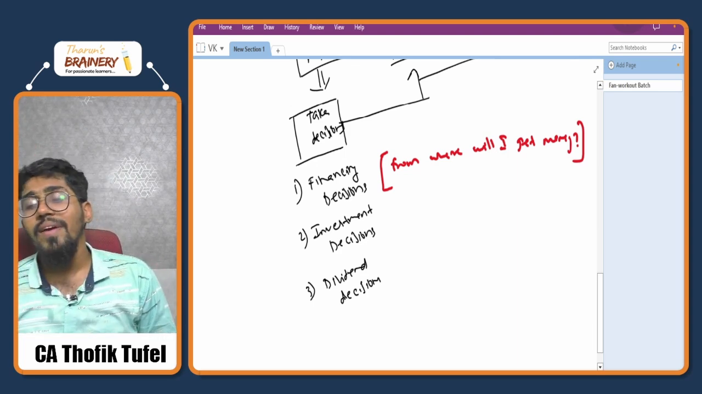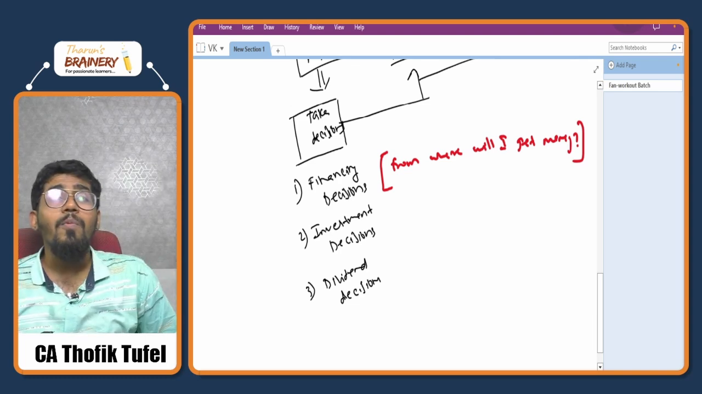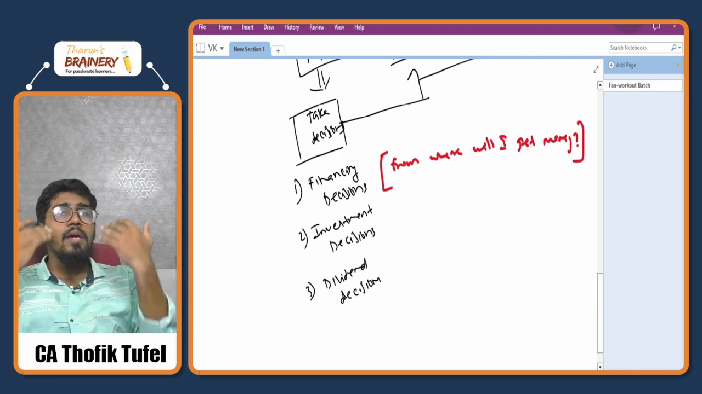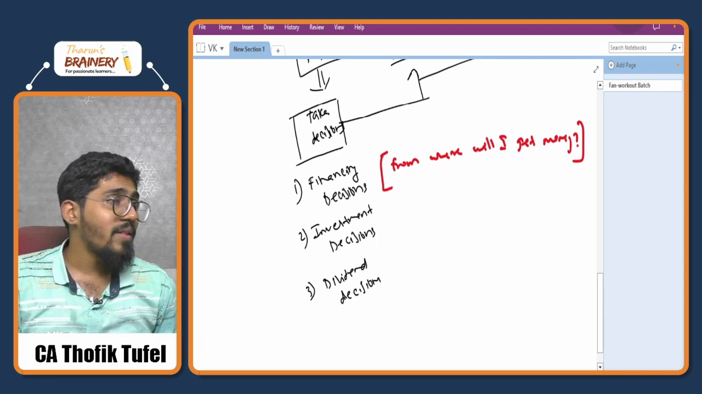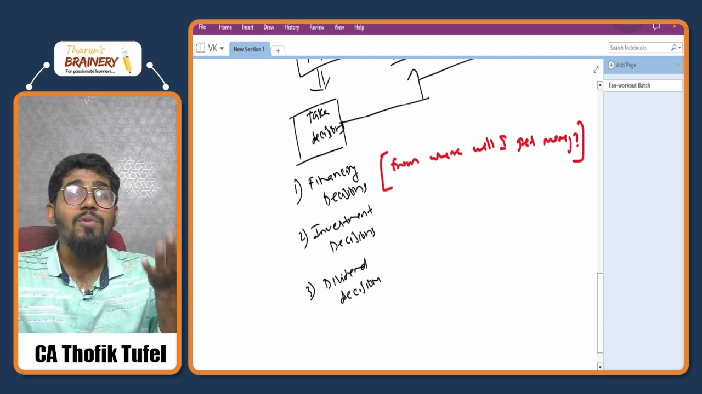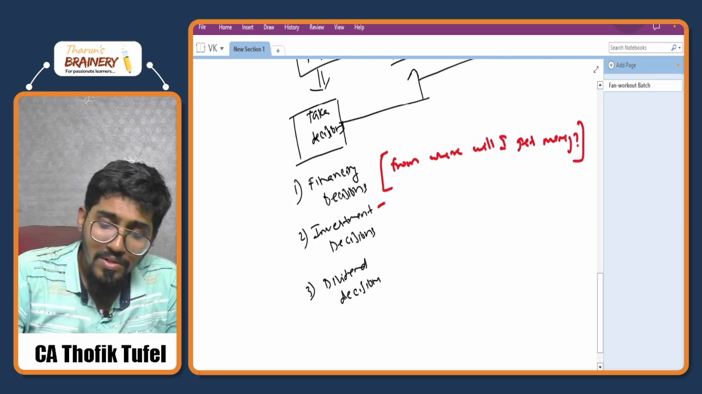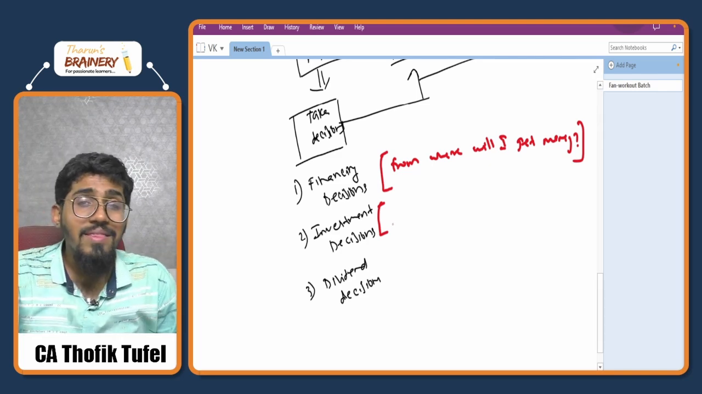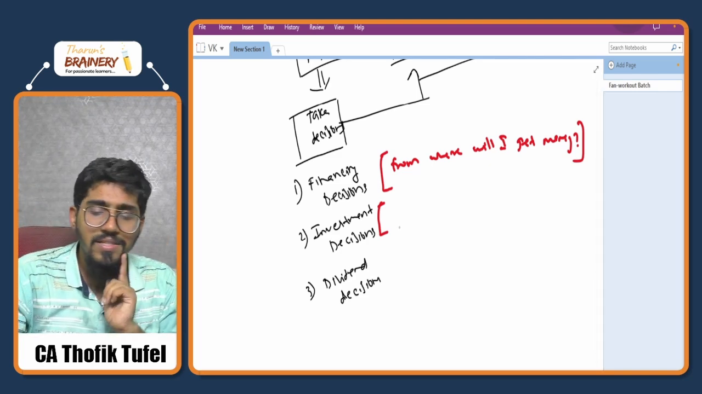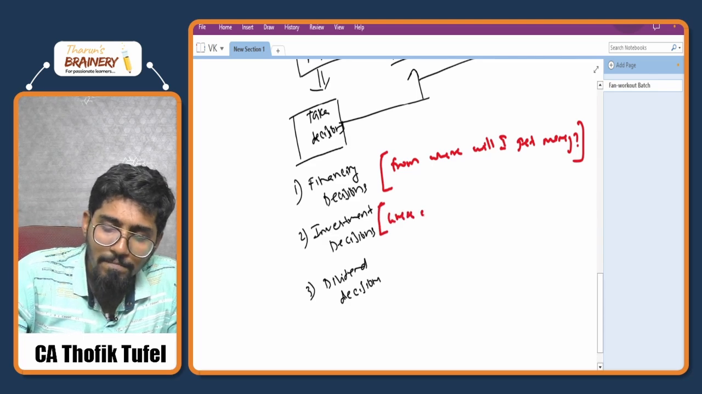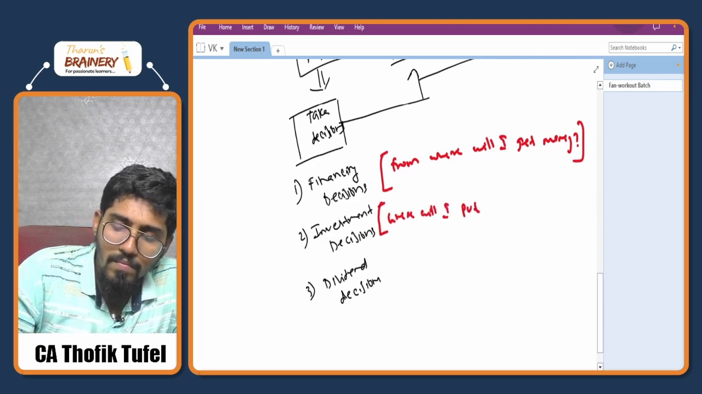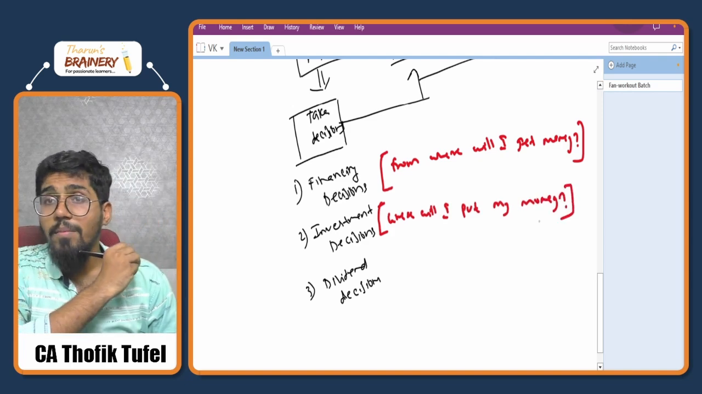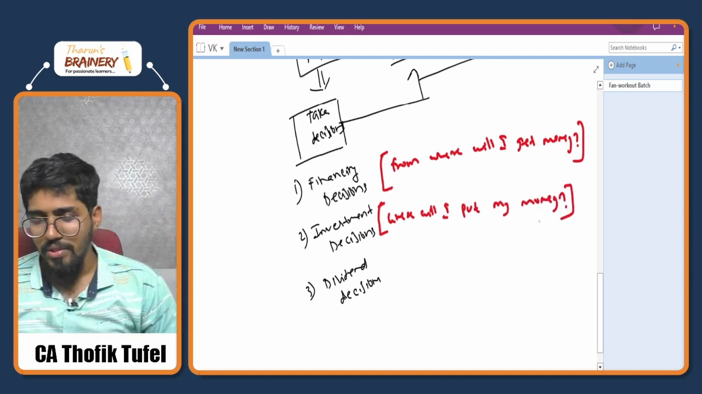So the first question is, from where will I get the money? The second question is, what will I do with that money, or where will I put the money? If you get the money, you're going to put the money somewhere, and then you're going to get the return. The return will not be generated out of thin air. You have to put that money somewhere. This question is answered by investment decisions. So where will I put my money? This is the second question.